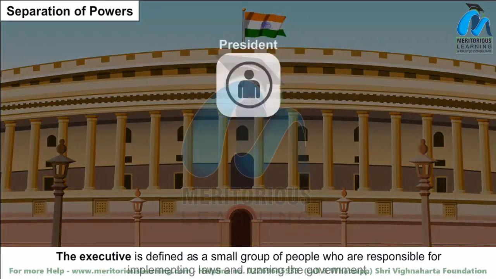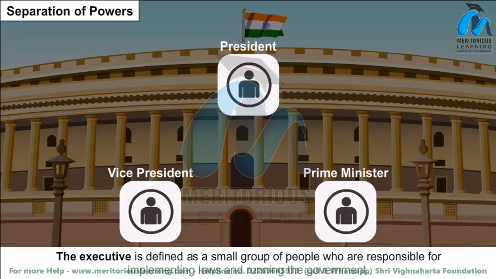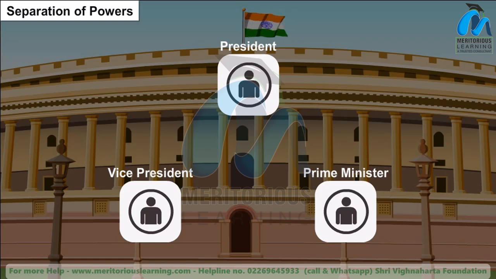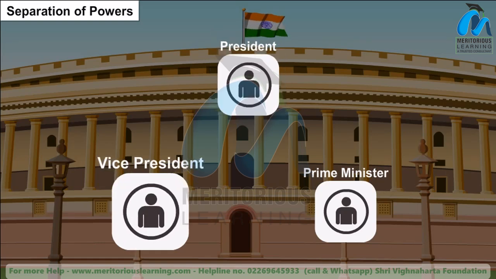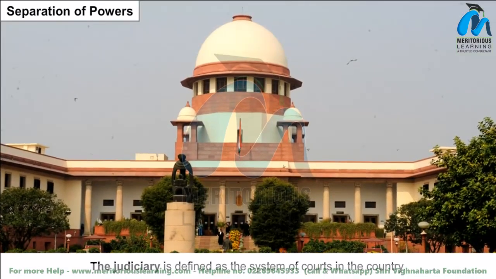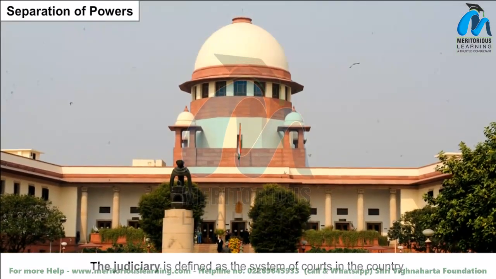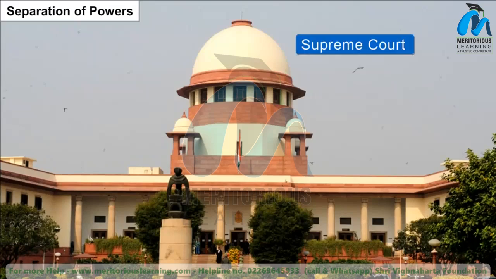The executive is defined as a small group of people who are responsible for implementing laws and running the government. Example, President of the country, Vice President. The judiciary is defined as the system of courts in the country. Example, Supreme Court of India.